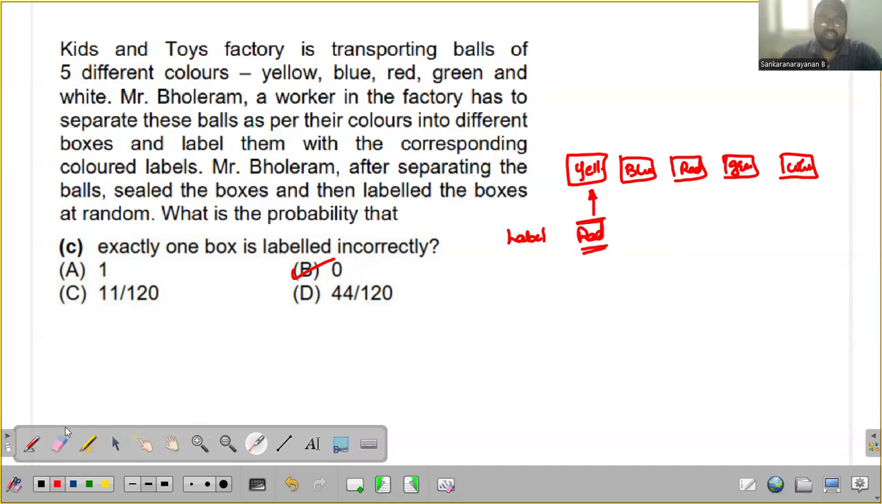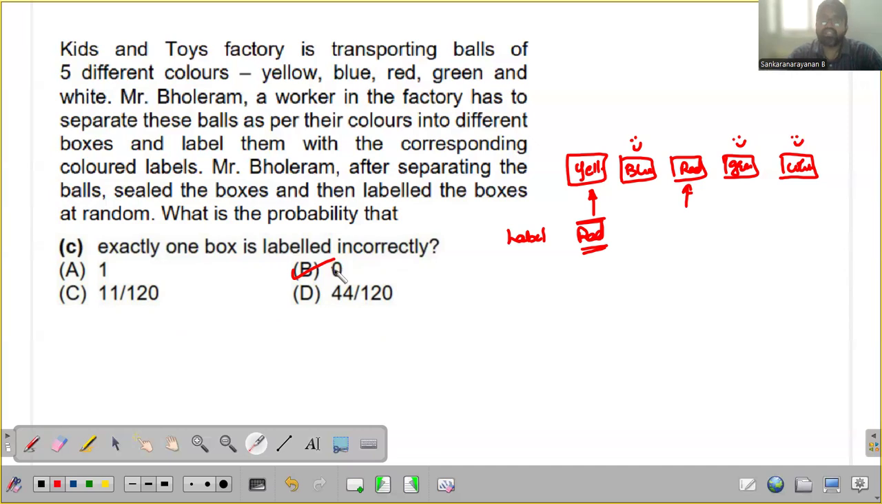Automatically I can say, even if I label blue correctly, green correctly, and white correctly, the box that contains the red colored ball, I cannot label it correctly. This will also go wrong. So the question is, exactly one box is labeled incorrectly. That is actually not possible, because when one goes wrong, on the other side, another one will also go wrong. So this answer is equal to 0.